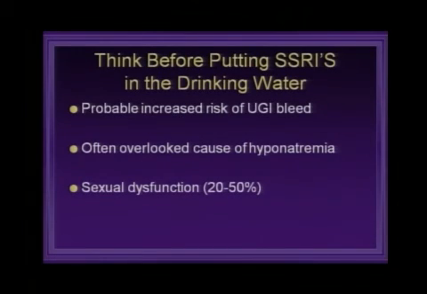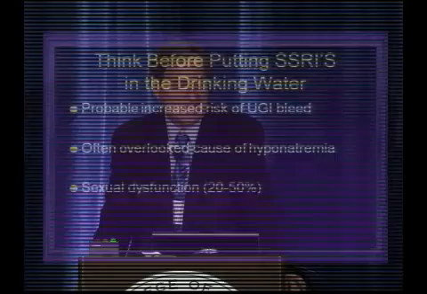There's an increased risk of upper GI bleed, an often overlooked cause of hyponatremia, and sexual dysfunction in 20 to 50%. This is a perfect board question, and we'll probably go over it on Saturday, but remember that it's a very, very common cause of sexual dysfunction, and the sexual dysfunction is delayed orgasm. So it's not erectile dysfunction that's the major problem, it's delayed orgasm.